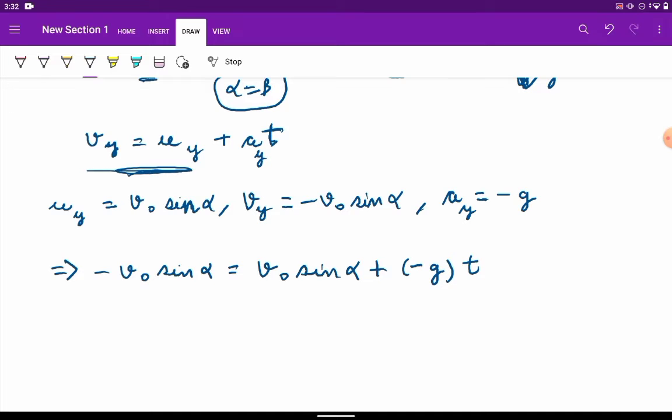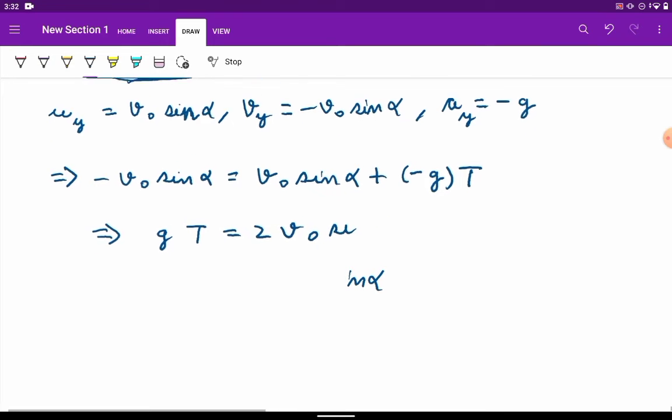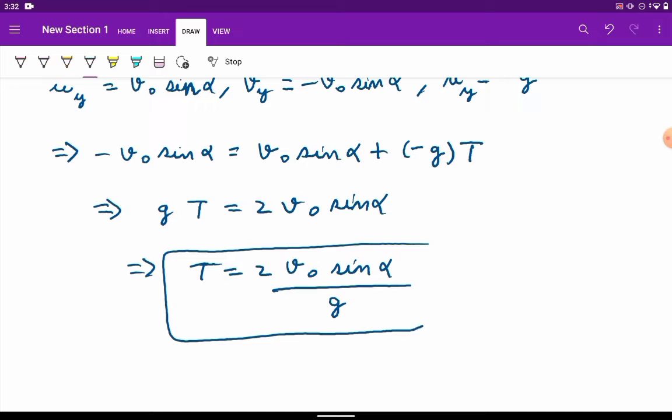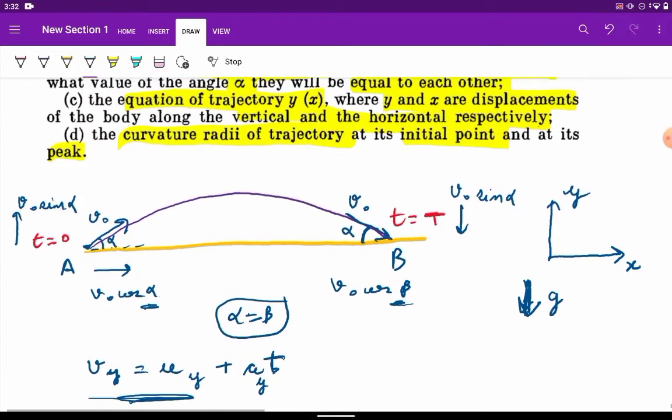Okay, so t over here is basically the time of motion, right? Capital T, the thing which we want to calculate. So this means we'll bring gt onto the left, we'll bring v naught sine alpha to the right, it becomes 2 v naught sine alpha, right? So the time of motion T becomes 2 v naught sine alpha by g. So this is a very important formula which will be required many a times while solving questions.